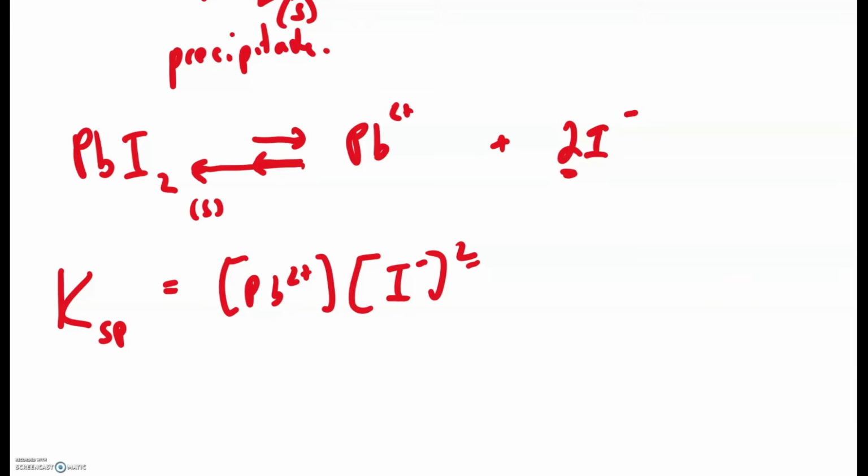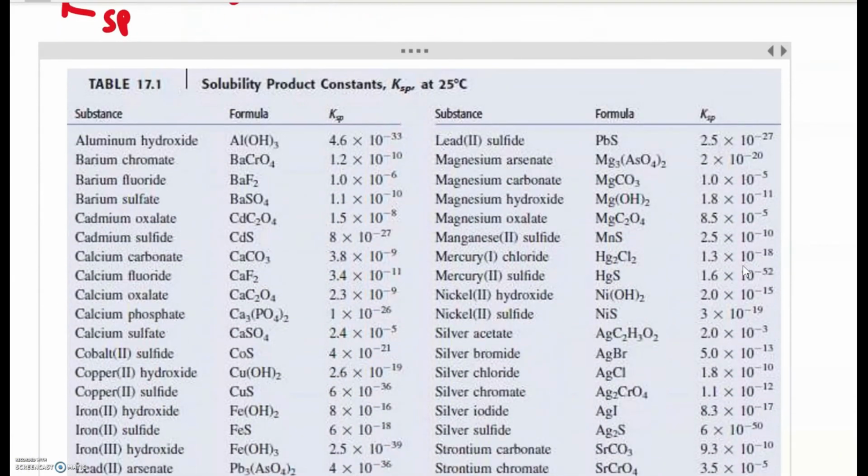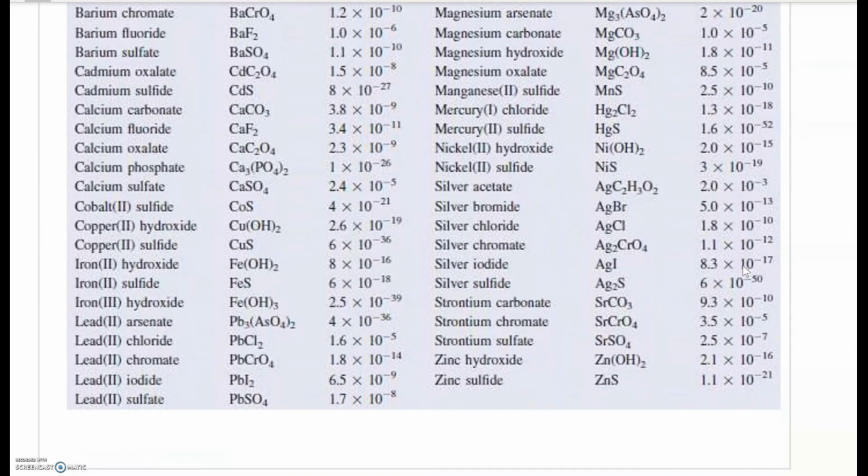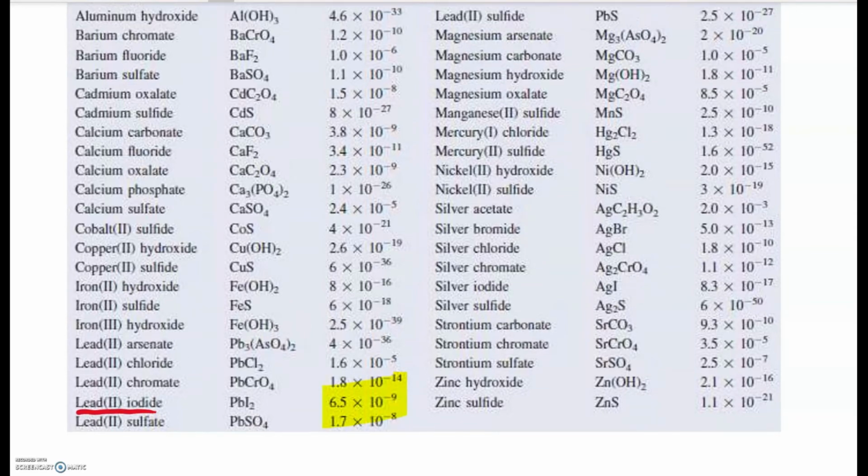And just like acids that have a dissociation constant, a Ka, dissociation of weak or strong acids, that indicates how well they dissociate, precipitates have a KSP that indicates how well they dissociate. And here's a table that shows you kind of what we're talking about. Let's scroll up a bit here. Wow, that's a bunch. And here's our buddy, lead iodide, right here. And it says it has a KSP of 6.5 times 10 to the negative 9.